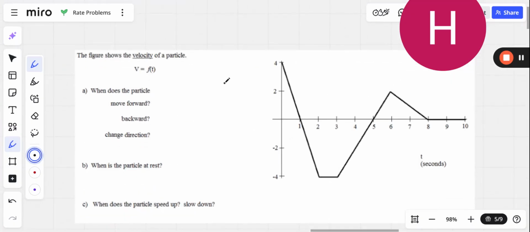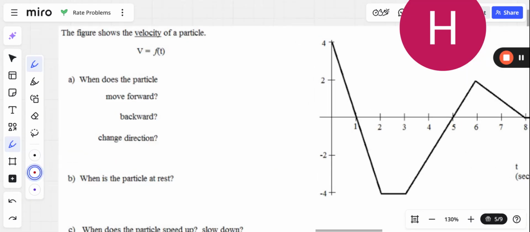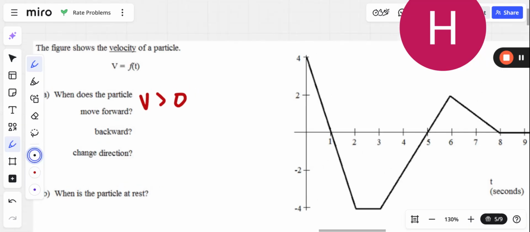Okay, let's look at the next problem, which gives us the graph of a rate. This shows us the velocity. So at time t equals whatever, we have a certain speed, a certain velocity, rather. Any positive velocities are when we're going forward. So these moments in time are going forward. When does the particle move forward? So this is going to be when v is greater than 0. So we're going to say that from 0 to 1, union from 5 to 8, this thing is moving forward.